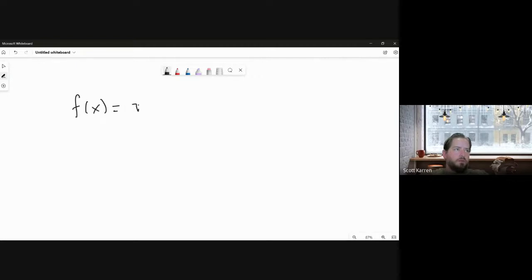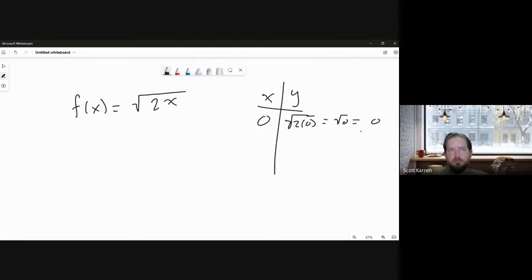Let's say the square root of 2x. And this one's harder to see, but we can walk our way through it. And so if I get some x and y values here. If x is 0, clearly the square root of 2 times 0 is still the square root of 0, and that is 0. I'm not going to do 1. I'll show you why, because I'll do it.